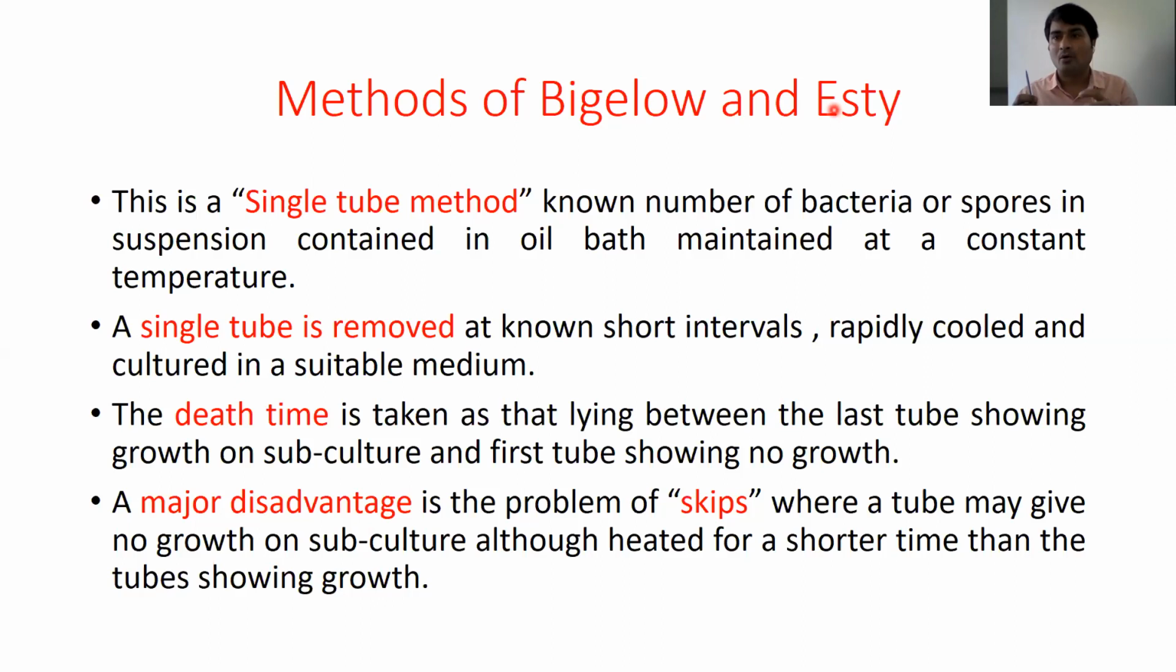In the test tube, we prepare a suspension of bacteria and a suspension of bacterial spores, and we keep these tubes in the oil bath and then fix the temperature, a constant temperature, to kill this bacteria. The reference organism we have taken is Clostridium botulinum. To kill this Clostridium botulinum as well as its spores, we have fixed the temperature.